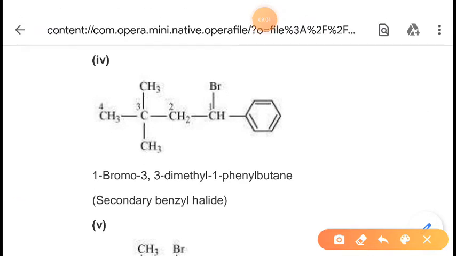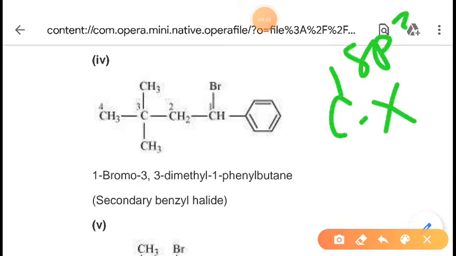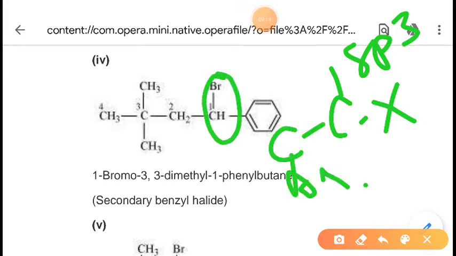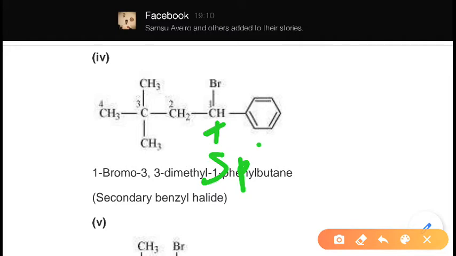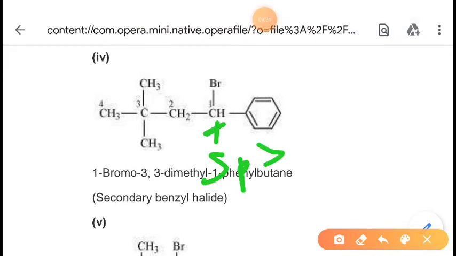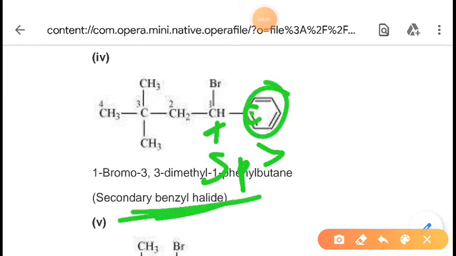What is the condition for benzyl halide? I have told you, the carbon which is attached to the halogen should be sp3, and the next carbon should be aromatic. So you can see, this carbon attached to the bromine is sp3, and the next carbon, this one, is aromatic. So this is a benzyl halide.